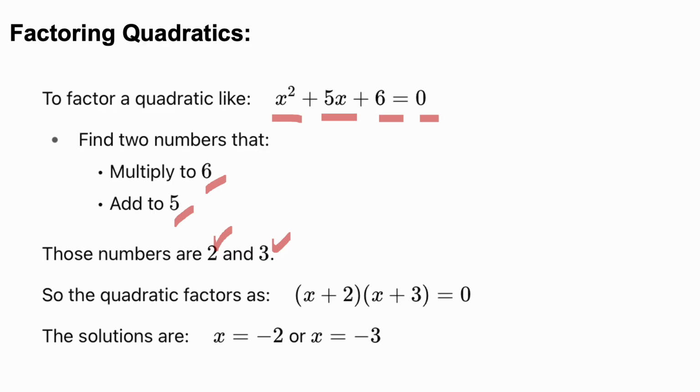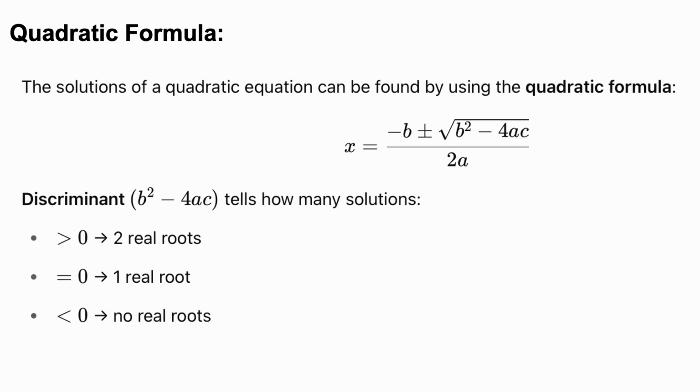So the quadratic factors will look like x plus 2 times x plus 3, and your solutions will be x equal to minus 2 and x equal to minus 3. And that is how you can crack any quadratic equation by doing this factoring. And now the next comes the quadratic formula.